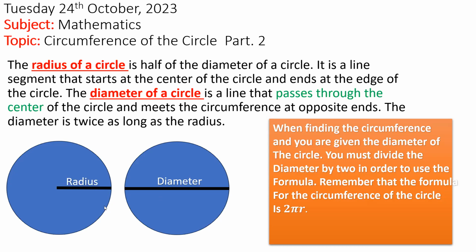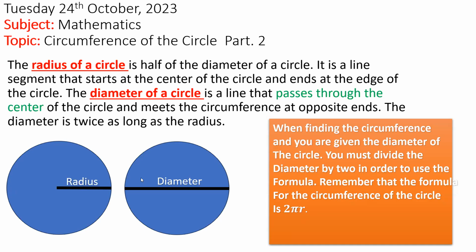2 pi r. What is the operation between these? Is it addition? Is it multiplication? Is it division? What's the operation? Multiplication. Very good. Multiplication.